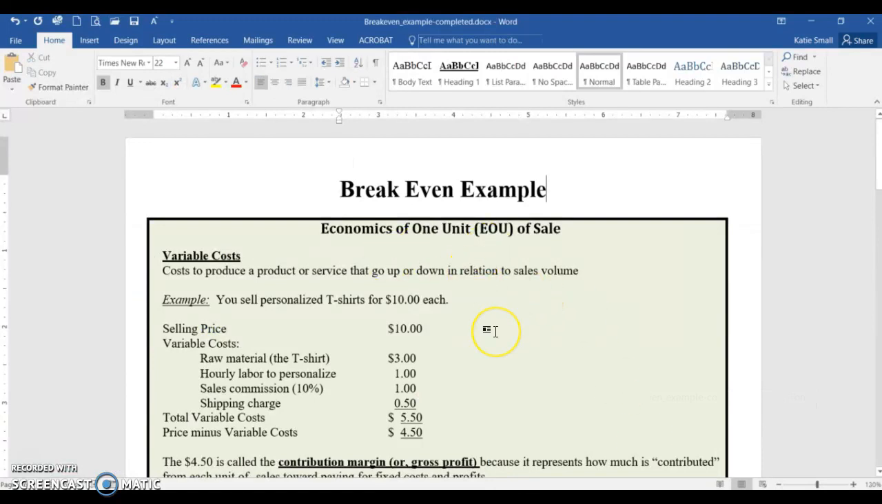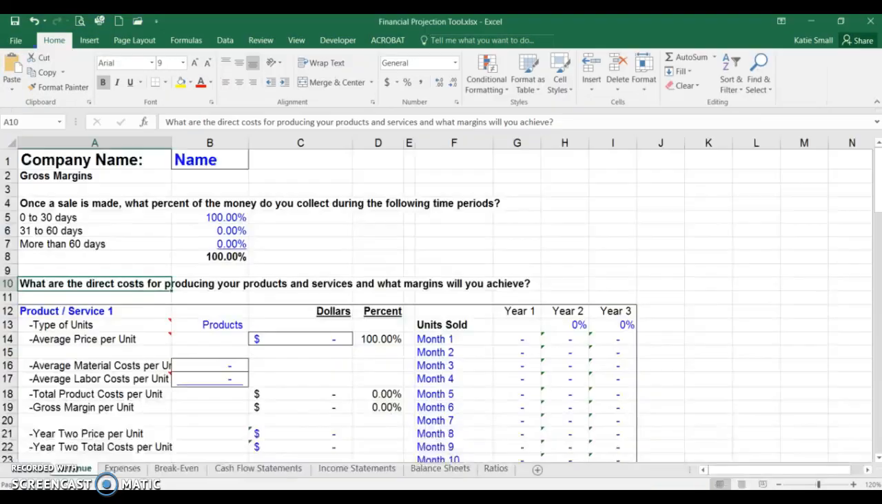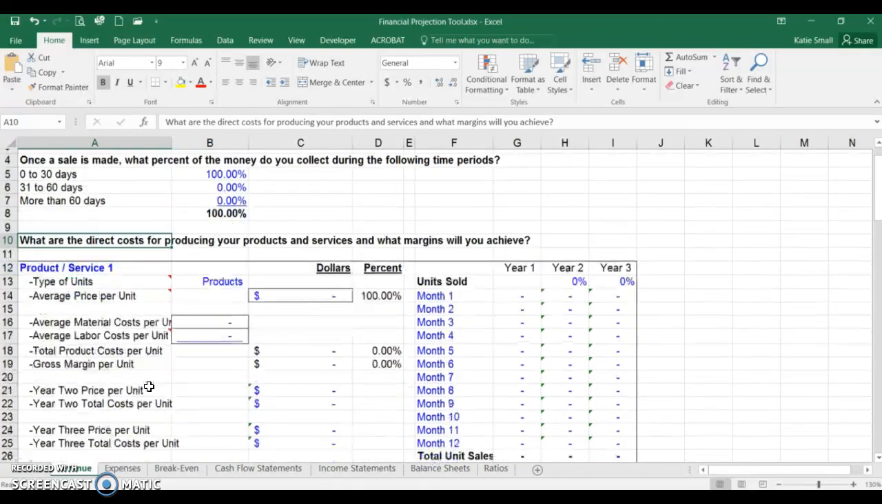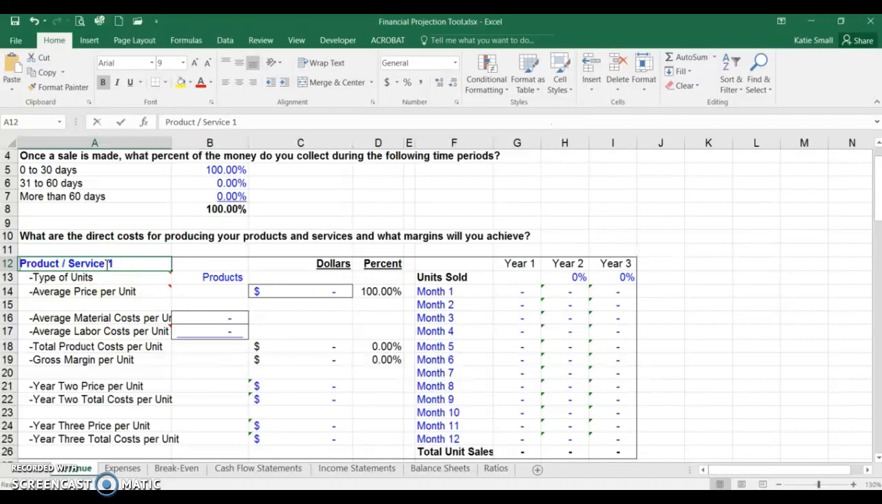So for this break-even example, we have a business that is selling personalized t-shirts for $10 each. All right, so we're going to go ahead and start filling in the financial projection tool with that information. This tool is set up so that you can put in 6 different product or service categories. So since this is our first one, I'm going to change it to say t-shirts. You can do that if you want, you don't have to, and put average price per unit, which is the $10 from that example that we just looked at.